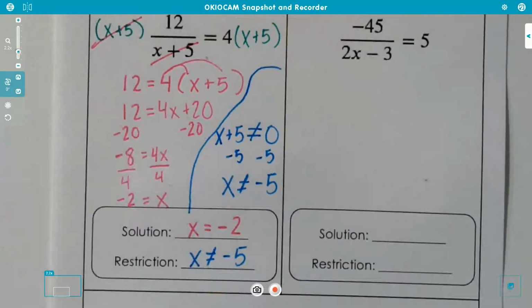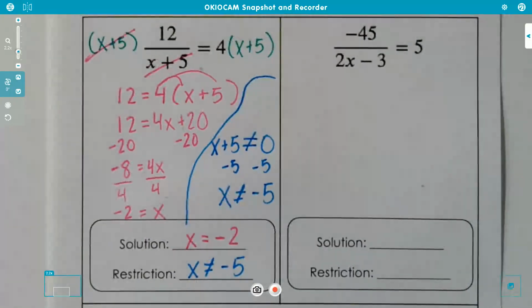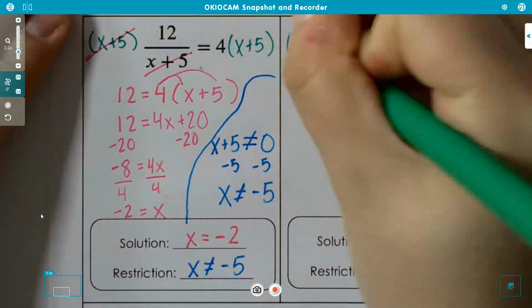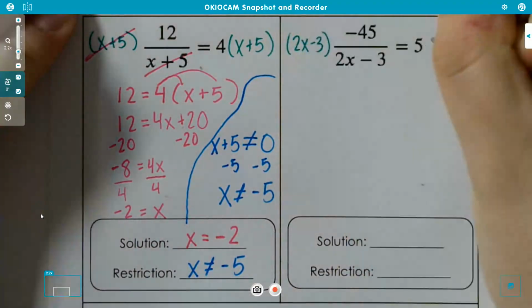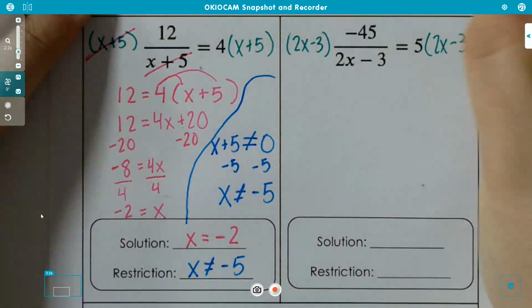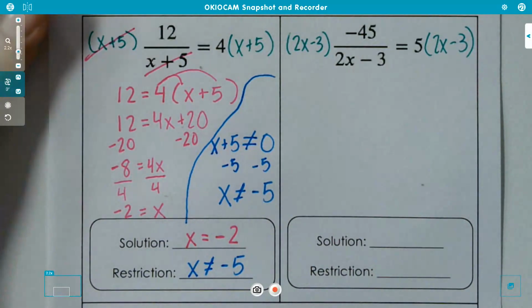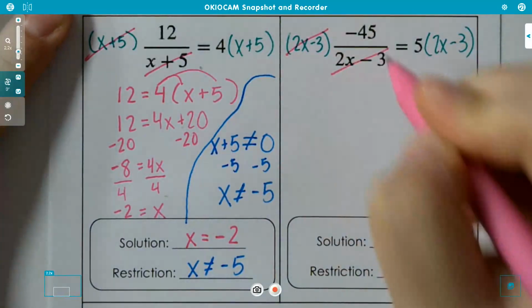All right, next one we've got negative 45 all over 2x minus 3 equals 5. So the first thing that we want to do is get rid of what we're dividing by. So we're going to multiply by it. So we're going to multiply both sides by 2x minus 3 and 2x minus 3. That 2x minus 3 on the left completely cancels out. So, goodbye.